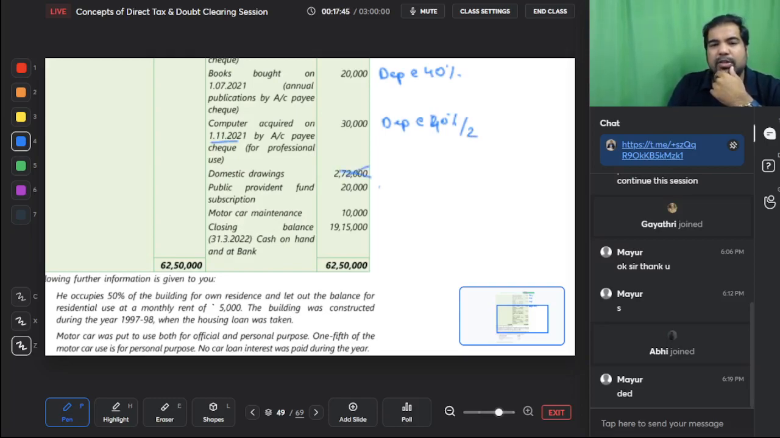PPF subscription, this is 80C. Motor car maintenance is perfectly allowed as a business deduction, and closing balance cash in hand. Perfect.